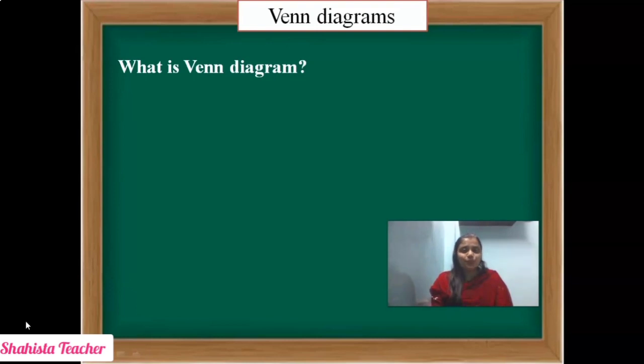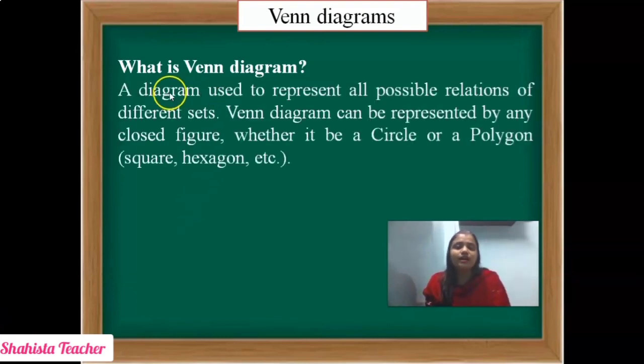So what is a Venn diagram? A Venn diagram is a representation of all the possibilities of representing sets in a particular diagram, like a square, polygon, hexagon and so on. It is a diagram used to represent all possible relations of different sets. A Venn diagram can be represented by any closed figure, whether a circle, polygon, square, hexagon, etc. It shows the possible relationships of different types of sets.